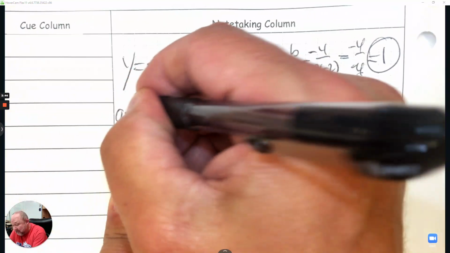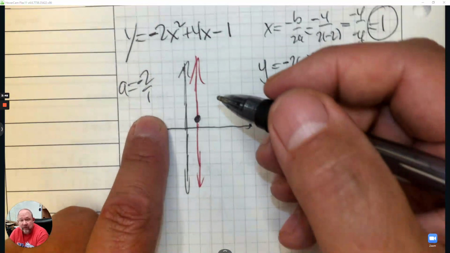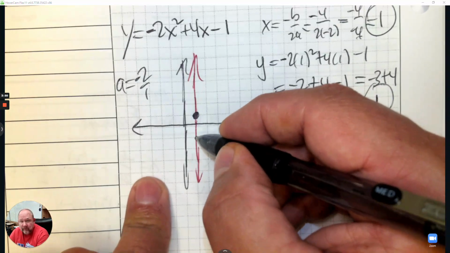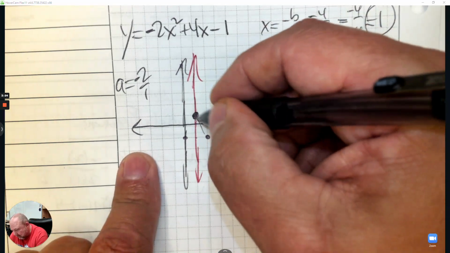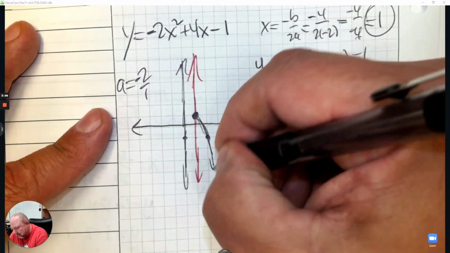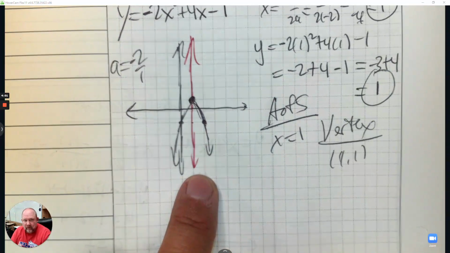Next, the a value is negative 2. Put a 1 underneath, and this tells you the direction to go. So we're going to go down 2 and to the right 1, and down 2 and to the left 1. And then we're going to draw our parabola using those points. So use those points to curve down.